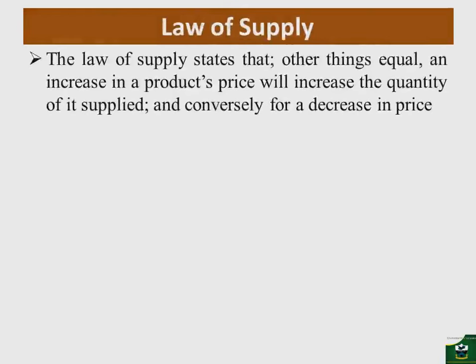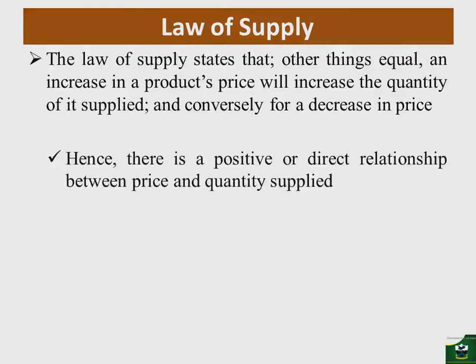Okay, so now let's state the law of supply, which states that ceteris paribus, an increase in a product's price will increase the quantity of it supplied. And conversely, for a decrease in price, we will observe a decrease in quantity supplied, which means that there is a positive or direct relationship between the price of a given commodity and the quantity of it supplied.